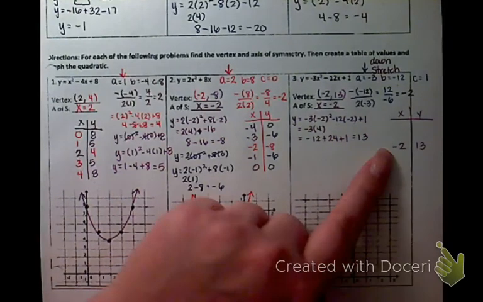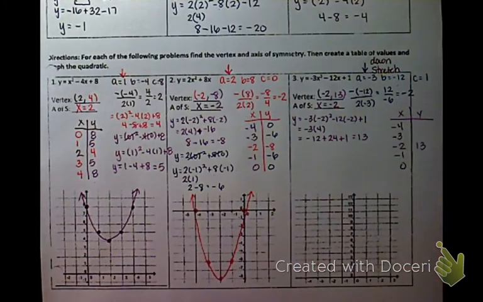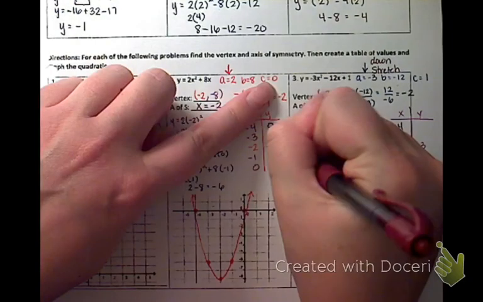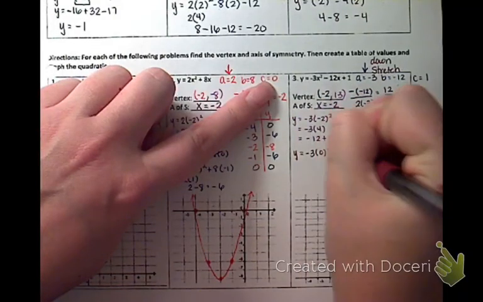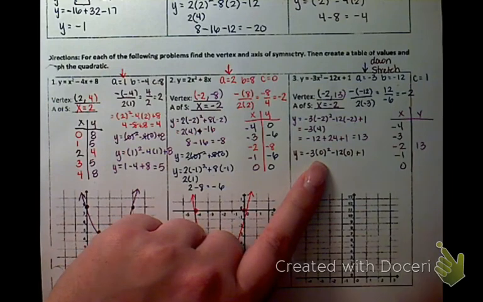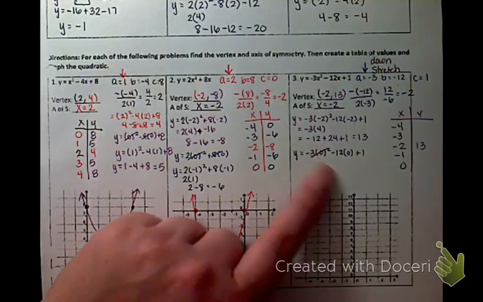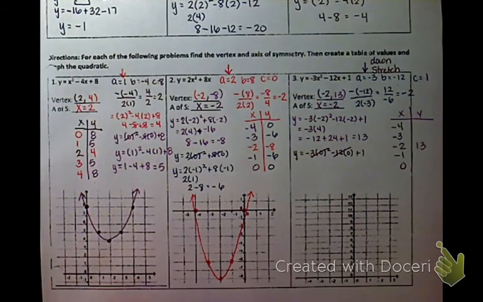To fill in my table of values, 2 numbers less than negative 2 are negative 3 and negative 4. Greater are negative 1 and 0. We love to see 0, right? Y equals negative 3 times 0 squared minus 12 times 0 plus 1. 0 squared is 0 times negative 3, still 0. Negative 12 times 0, still 0, which means all I have left is a positive 1.